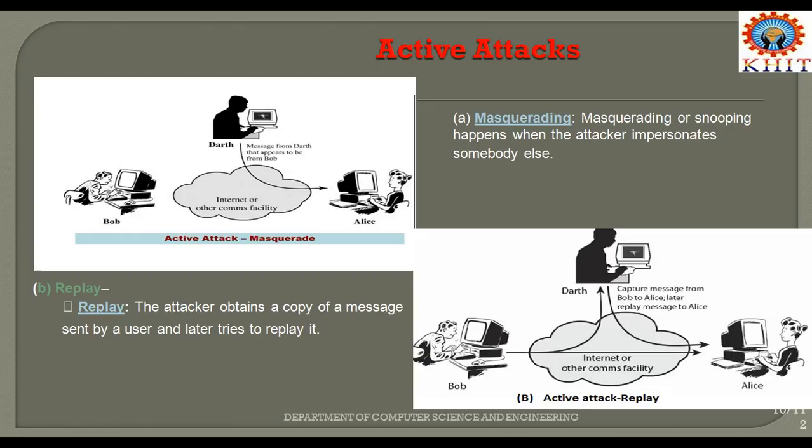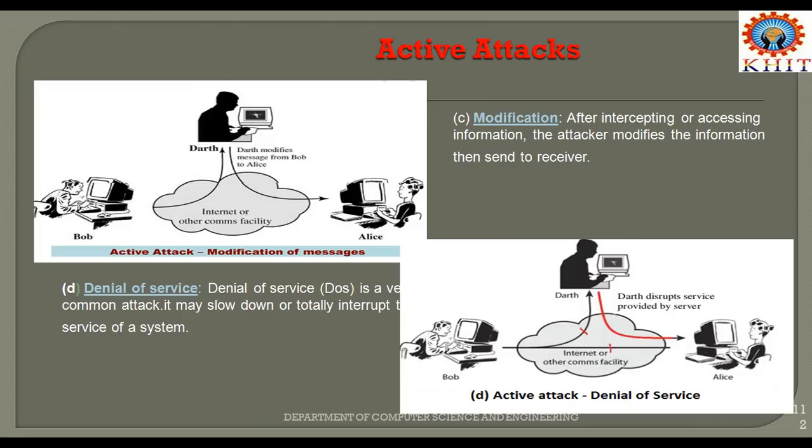Replay means the attacker obtains a copy of a message sent by a user and later tries to replay it. For example, Bob is sending some message to Alice through the internet. That message is obtained by Darth in between, and after some time he sends the same message in the name of Bob to Alice. He is sending the same message repeatedly to Alice. Alice assumes the message was sent by Bob so many times. That is the replay.